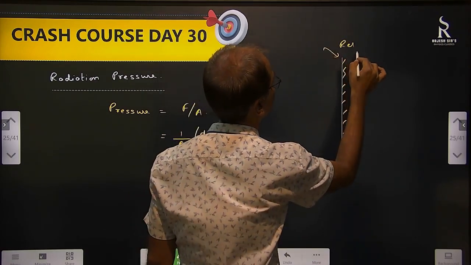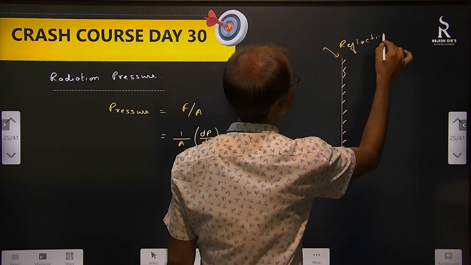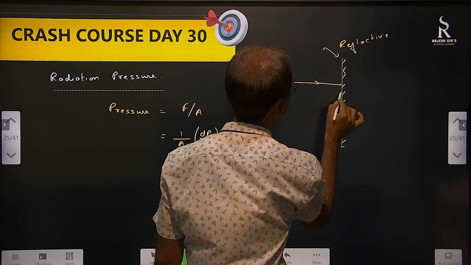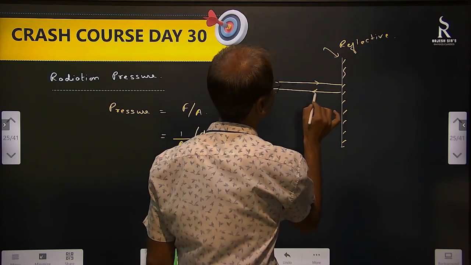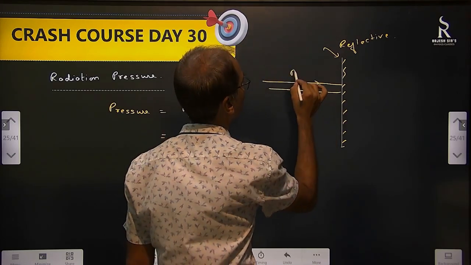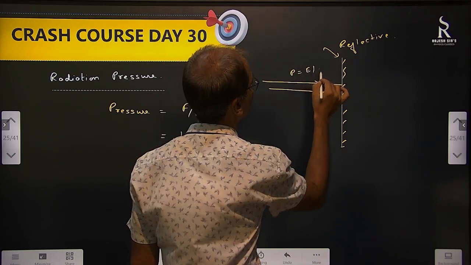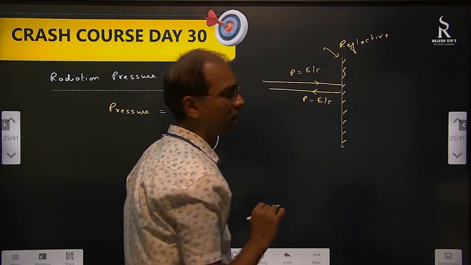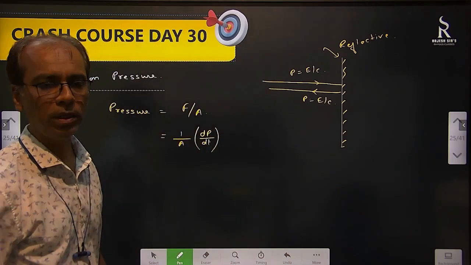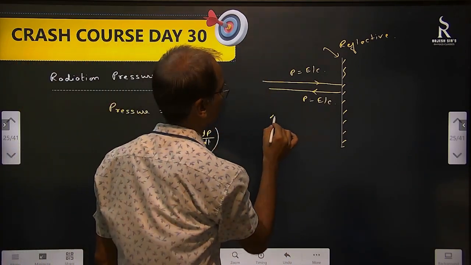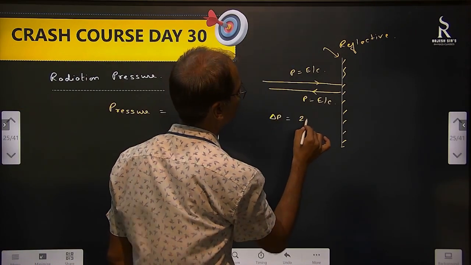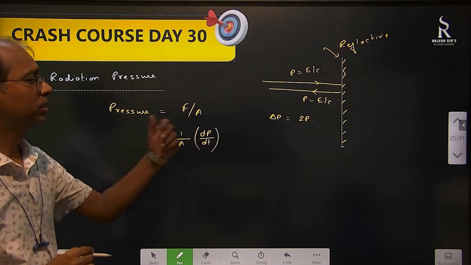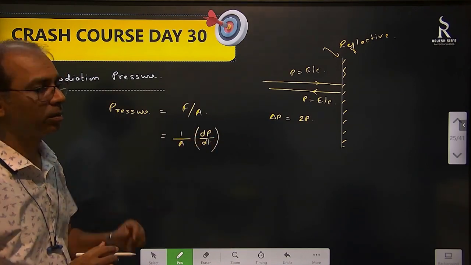Purely reflective. So what will happen? In this one, energy will come and then it will be reflected. So if it is coming with momentum, which is E by C, it returns back with the same momentum E by C. So what is the change in momentum? 2p. Delta P is equal to what? 2p. Correct. Change in momentum is this. And we want change in momentum only in this case.